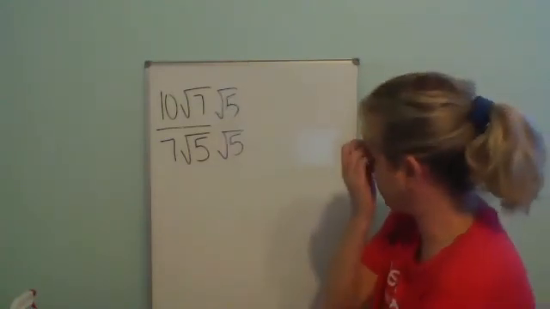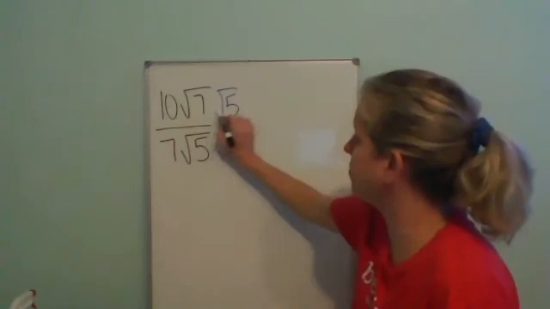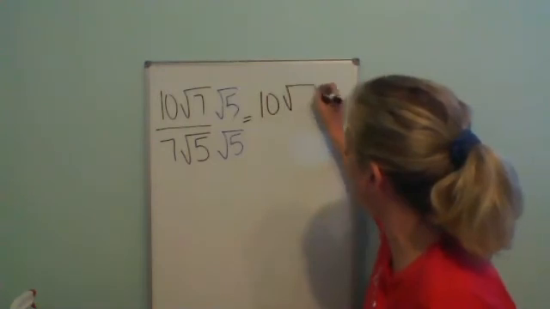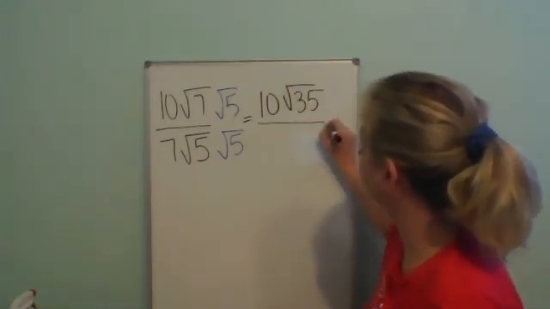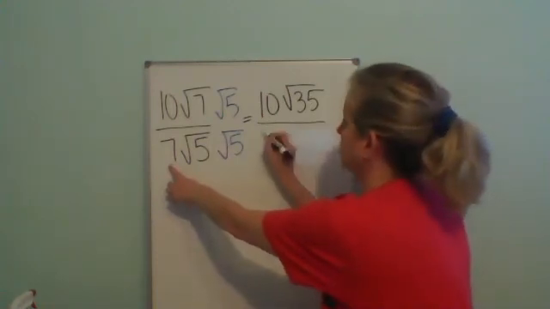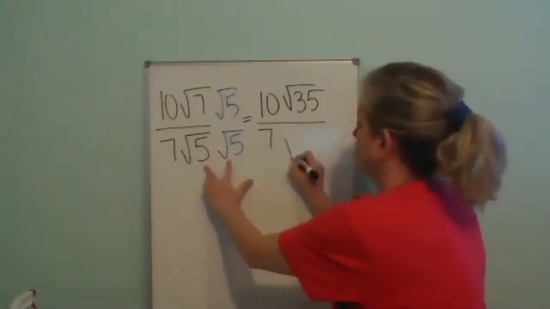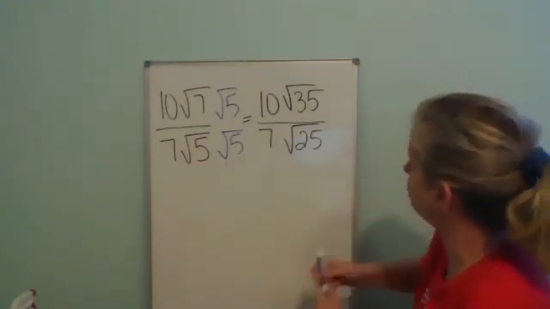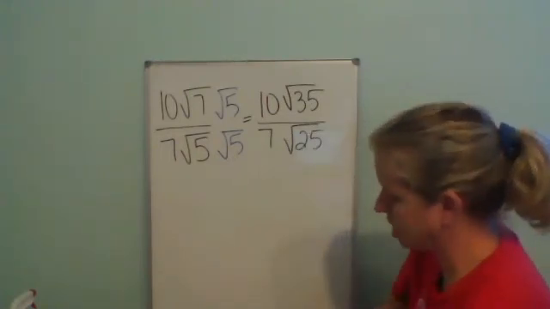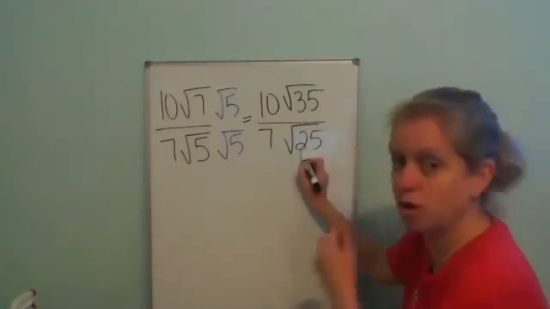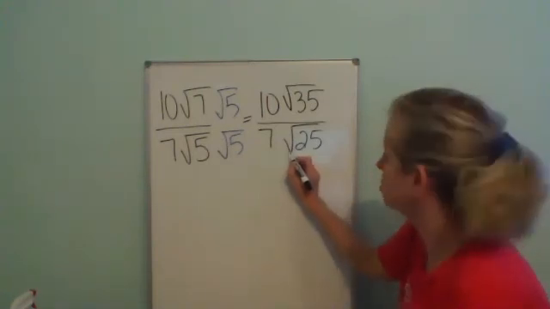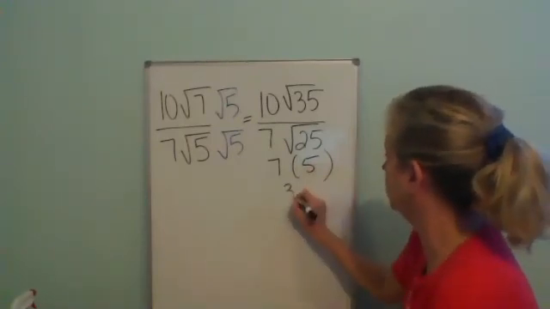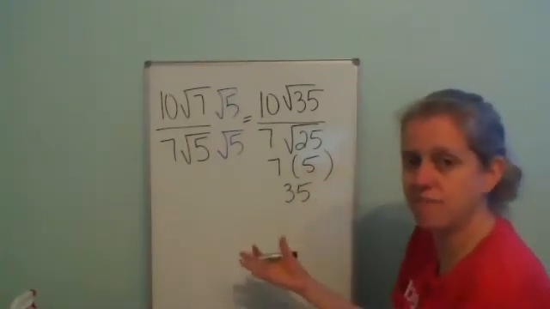So let's see. Up top, I've got 10 square roots of 7 times the square root of 5. So when you multiply those square roots together, you'll get 10 square roots of 35. Over 7, multiply your square roots together to get 25. Remember we turned that 5 into this perfect square. So what is that really saying over here? What is the square root of 25? Well, it's just plain 5. So this really says 7 times 5, which gives you 35.